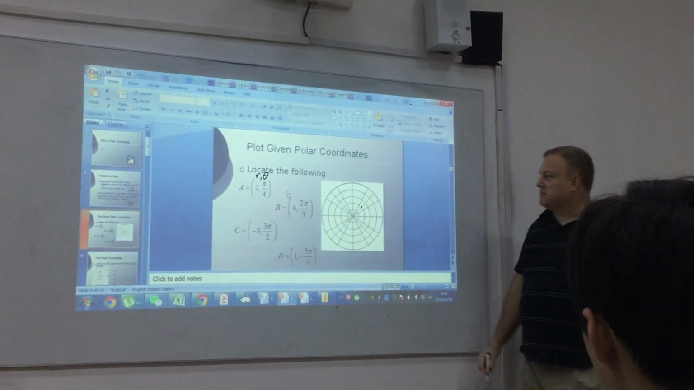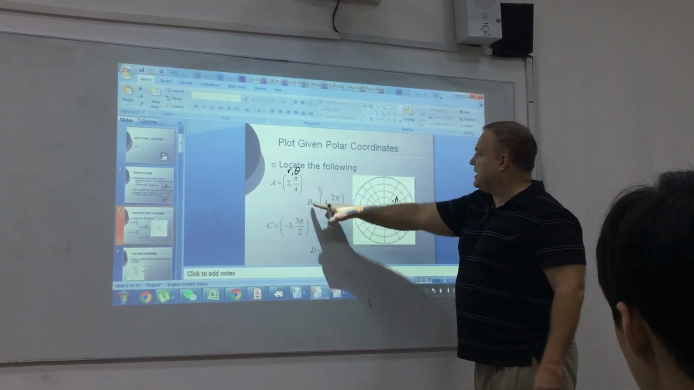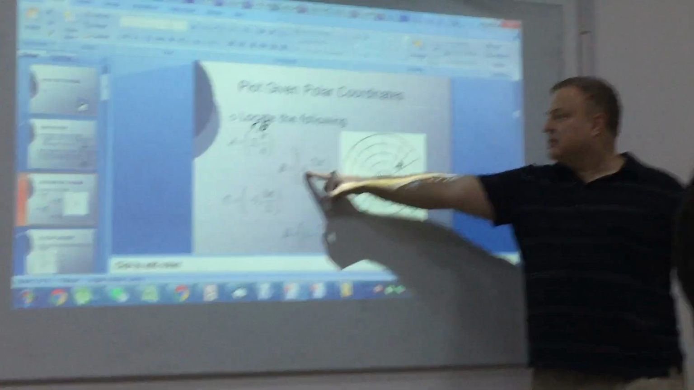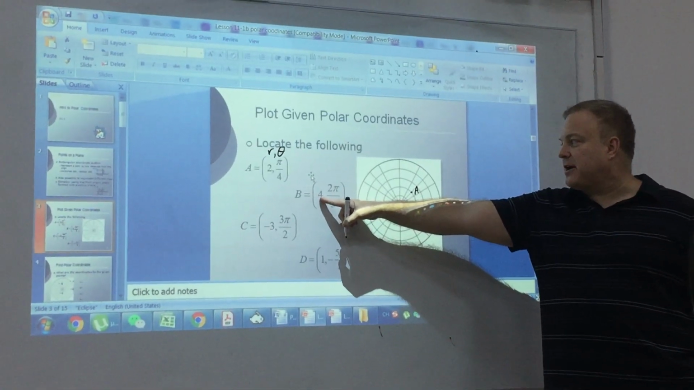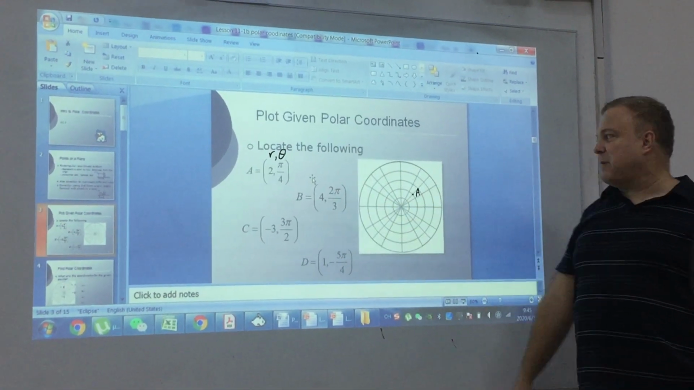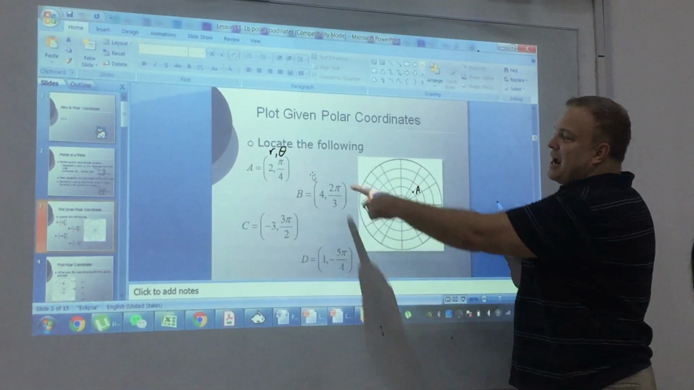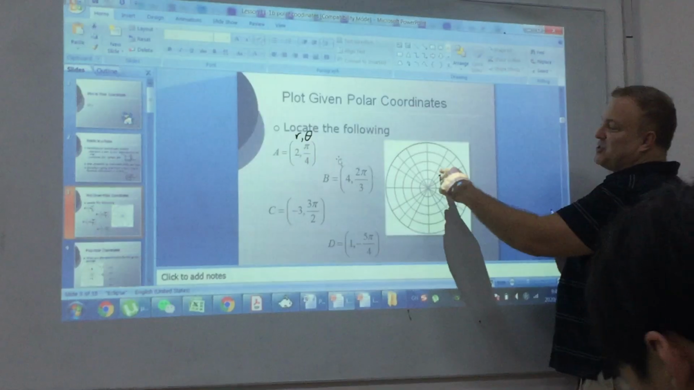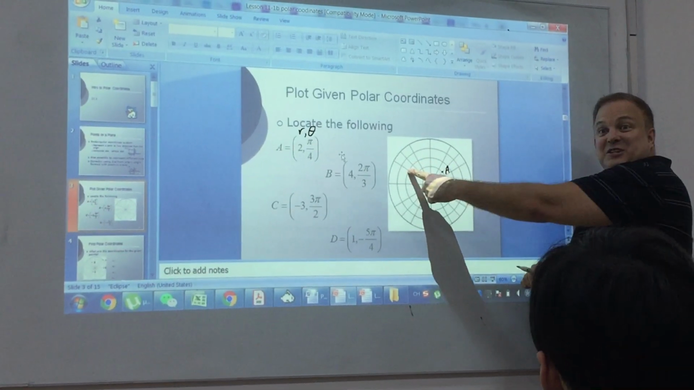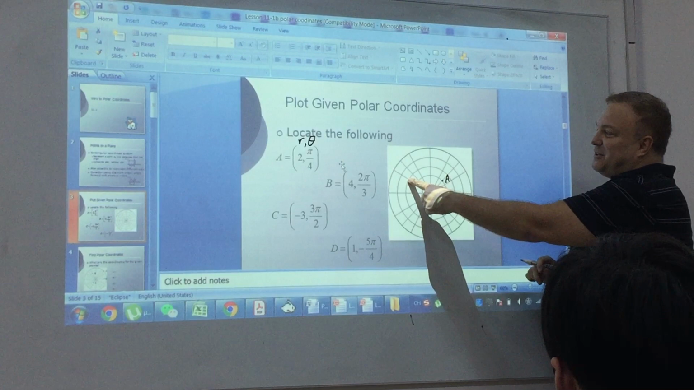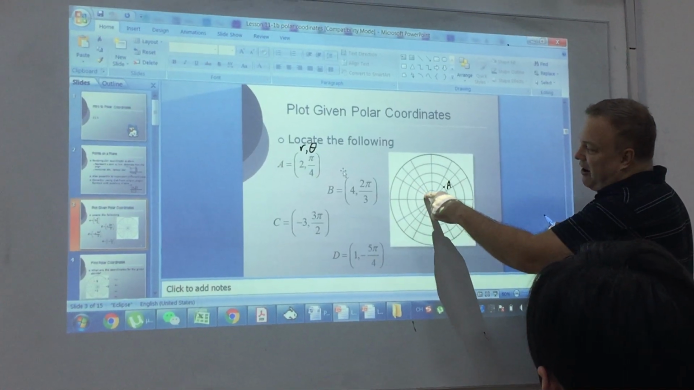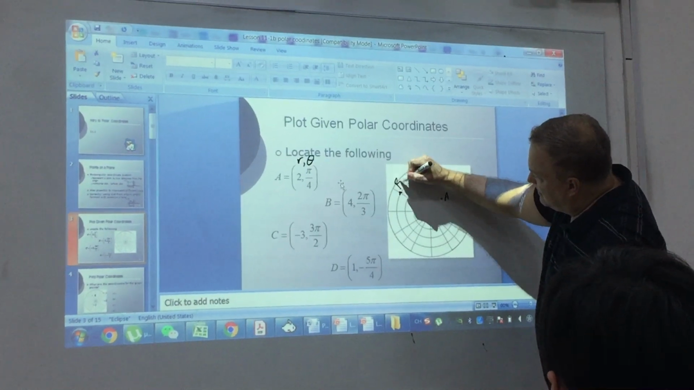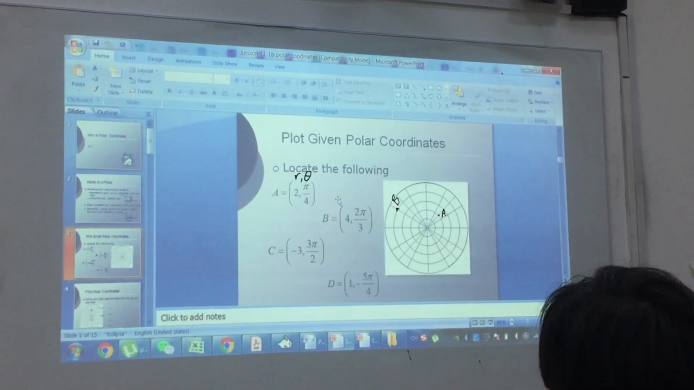Okay, point B. So we'll label this with A. Point B is 4. Now that's my R, the radius, or the distance from the center. 2 pi over 3 is my angle. So this time let me look at the angle first. 2 pi over 3. Does everybody remember the 1, 6, 2, 6, 3, 6, 4, 6? Remember that? So that's an angle of 2 pi over 3. And then the R is going to be 1, 2, 3, 4. And there's point B. Easy, right?